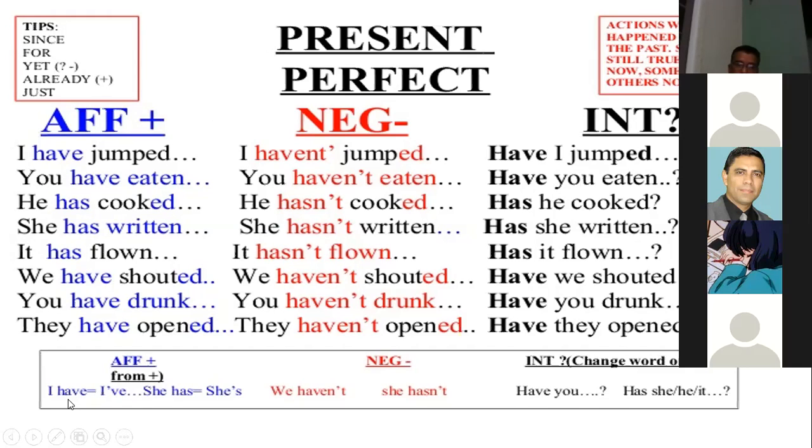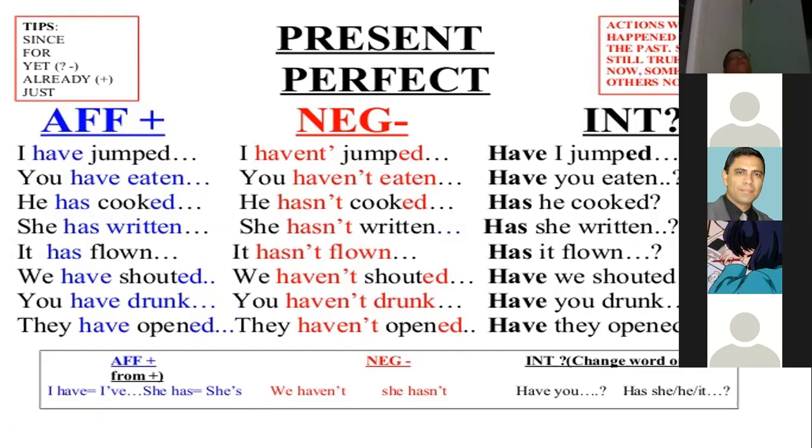Let's say I have, repeat. I've. She has. Ojo con este she's. Aquí no estamos hablando del verb to be, ¿verdad? Aquí estamos hablando de she has, ¿verdad? She has. Entonces, cuando ustedes vean este she's, pero luego ven un verbo en pasado participio, automático ustedes saben que no está hablando del verbo to be, sino es un presente perfecto, ¿verdad?